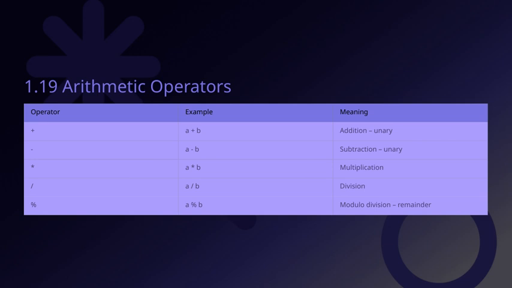Finally, we see the percent sign, which is used for modulo division. This operator gives us the remainder after division. For example, a percent b will tell us what's left over when a is divided by b. Understanding these operators is fundamental because they form the backbone of most calculations in programming. They allow us to perform a wide range of mathematical operations, and recognizing their symbols and meanings helps us write clearer, more effective code. This sets the stage for more complex expressions and algorithms we'll explore later in the presentation.